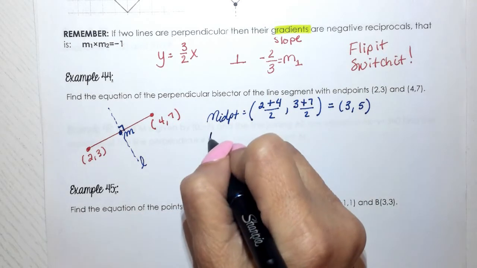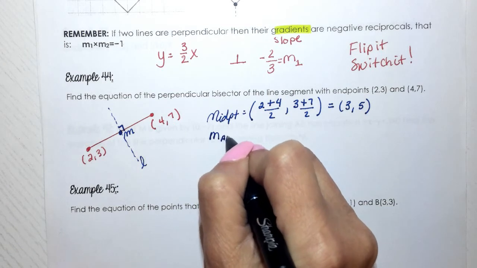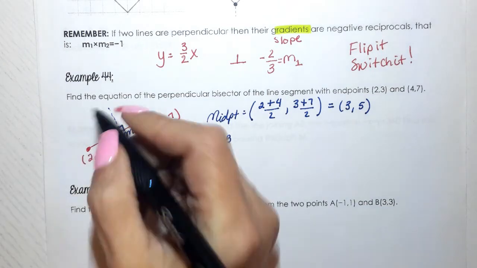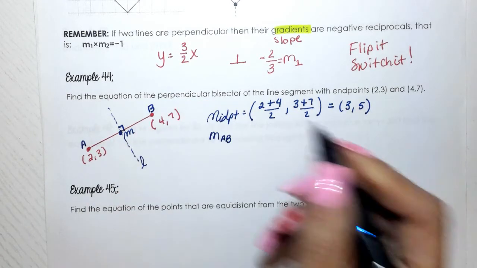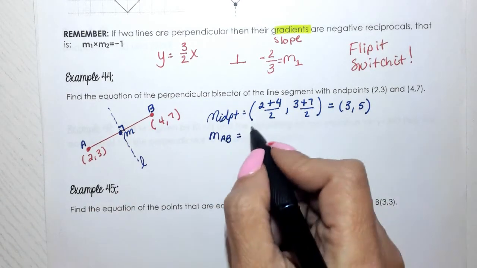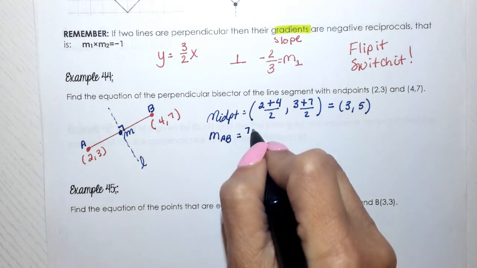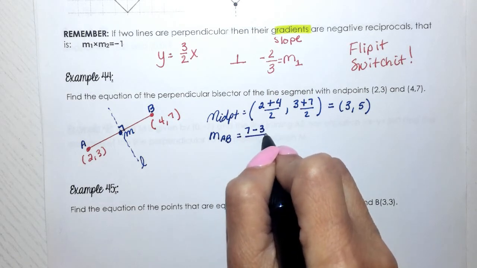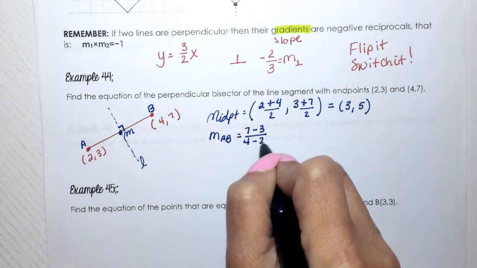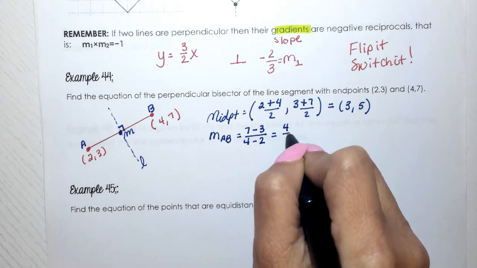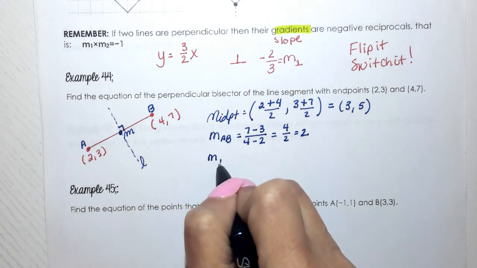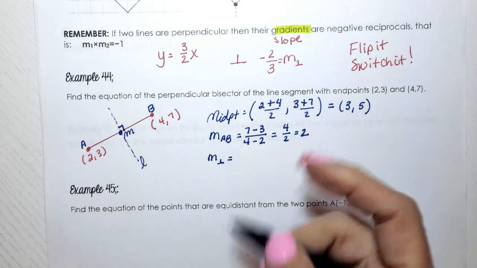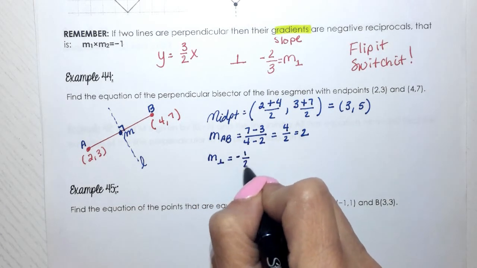Then I also need to know the slope of AB. I'm going to do 7 minus 3 over 4 minus 2. So that's going to be 4 over 2, which is 2. Now, remember, I have to flip it and switch it. So I'm going to say that the perpendicular slope is -1 over 2.